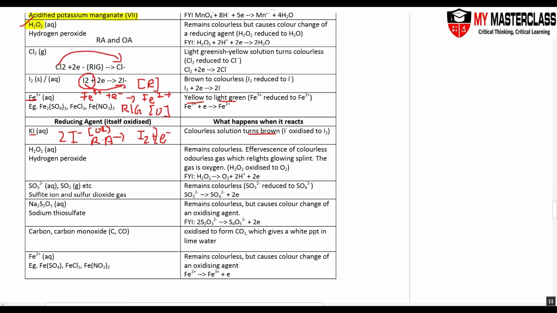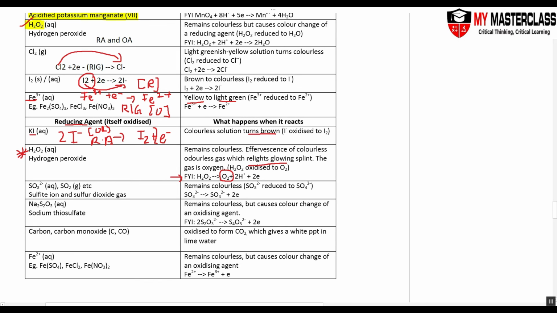Over here, H2O2, like I told you, is both the OA and the RA. When it is acting as the reducing agent, it will cause your oxidizing agent to change color. And when it is undergoing this reaction, this is the equation that's happening. It will produce oxygen gas. When it produces oxygen gas, we will always relight a glowing splint. O Level and IP students, this is very important in the practical. They will always test you on this.